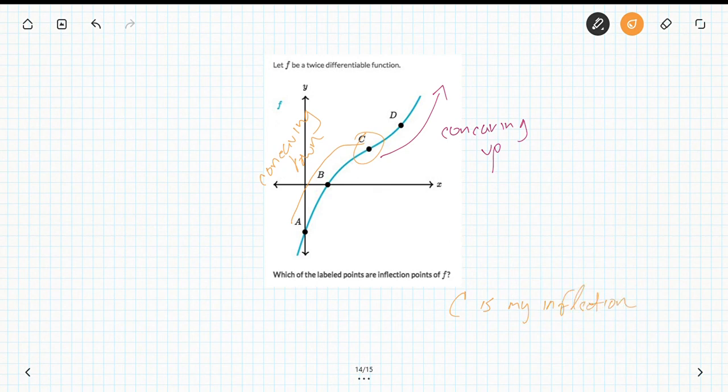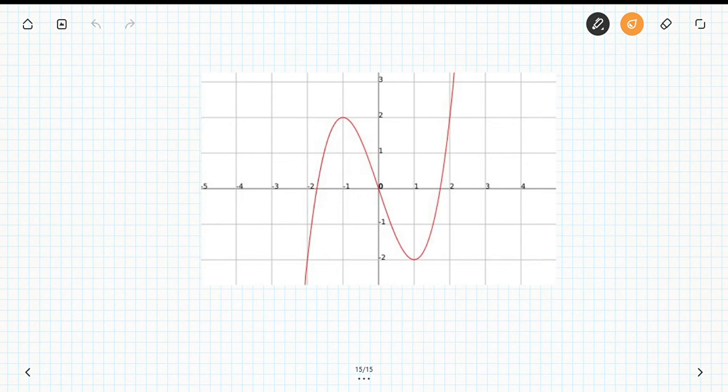And provide a reason, because the function's concavity switches, from concaving up to concaving down to concaving up. So that's self-explanatory. Now again we're looking at visuals.